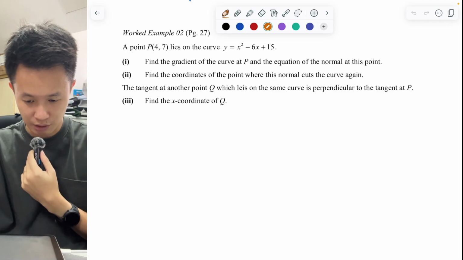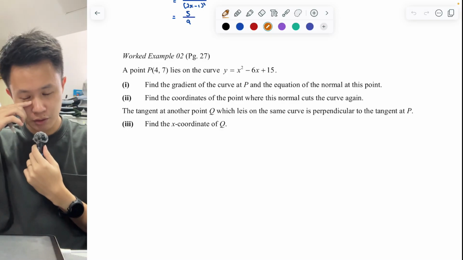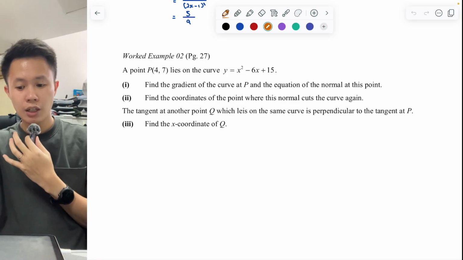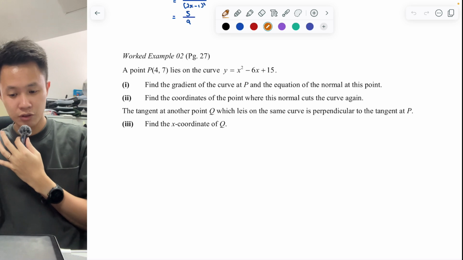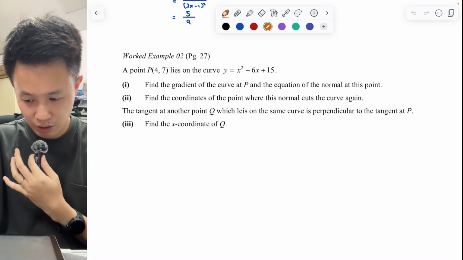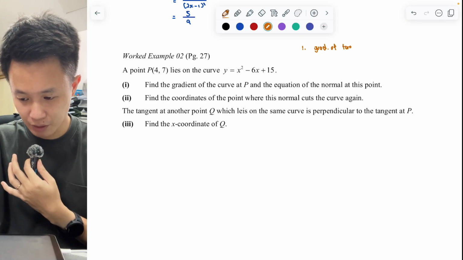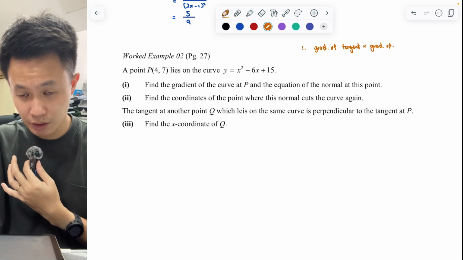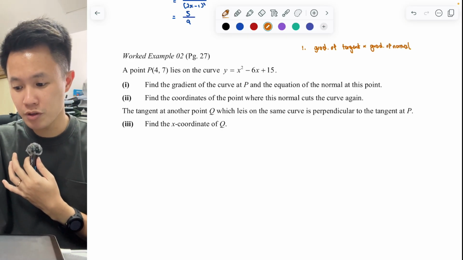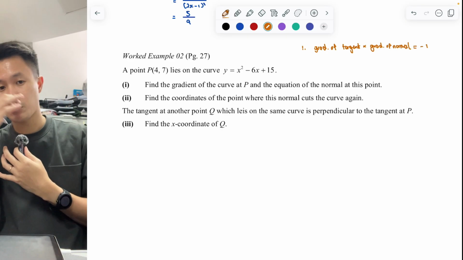So maybe just some recap. Usually, if you want to find the gradient of a tangent, you can also easily find the gradient of the normal just by using number one: gradient of tangent times gradient of normal equals -1. Okay, so that's one key concept.